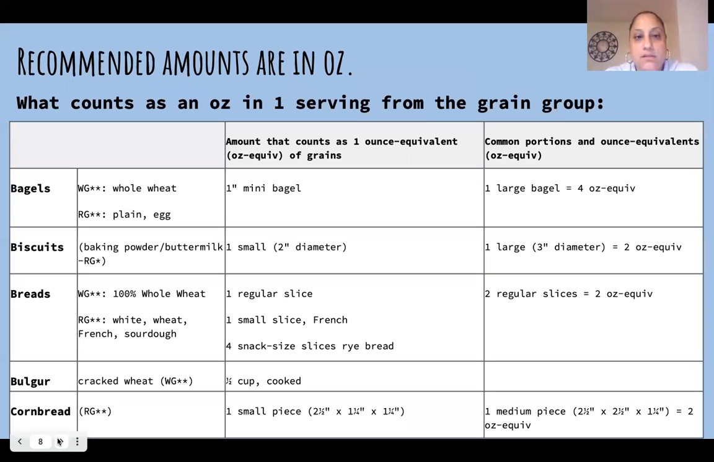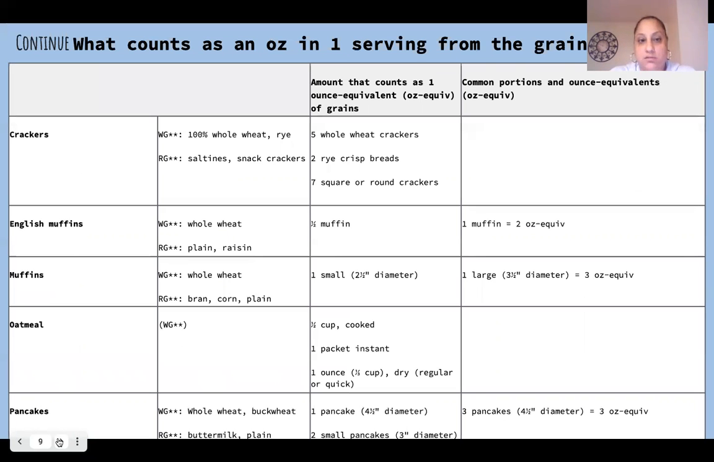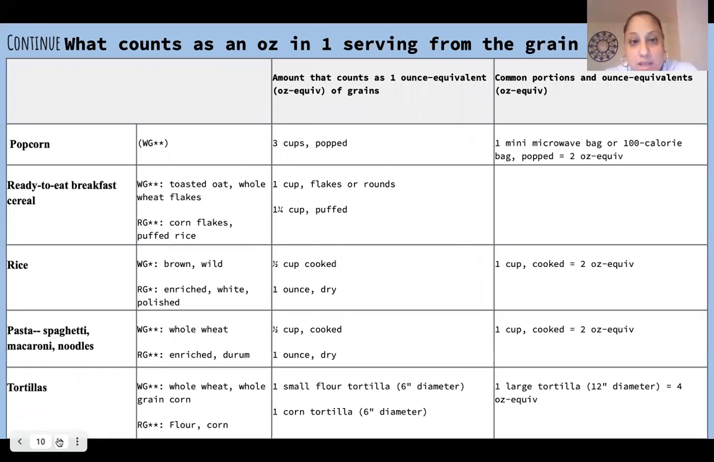The recommended amounts are in ounces. So what counts as an ounce in 1 serving from the grain group? So here we have a table, and as you can see, the foods are in the left column. It starts with bagel, then it goes on to biscuit, breads, bulgur, and cornbread, and it also lets you know the amounts that count as 1 ounce and so on. You can also find this table on the myplate.gov website in the grains group section.